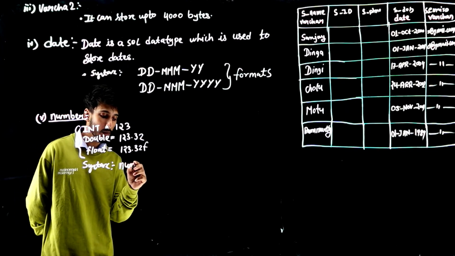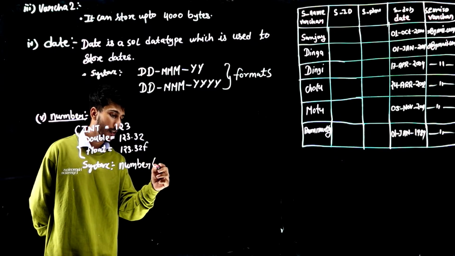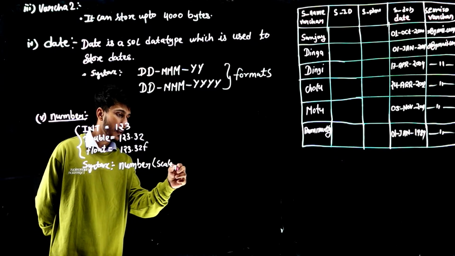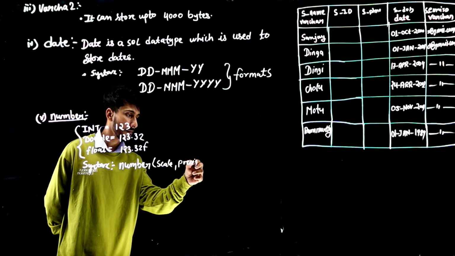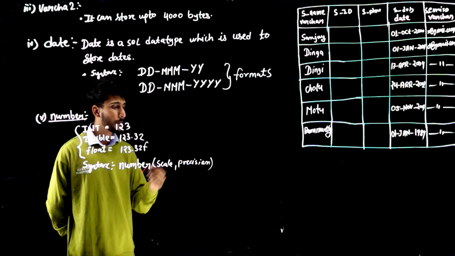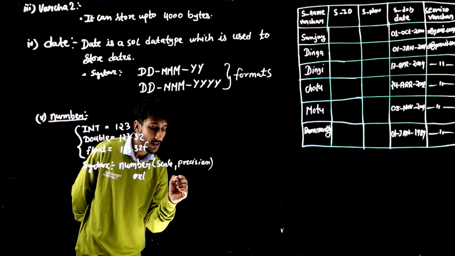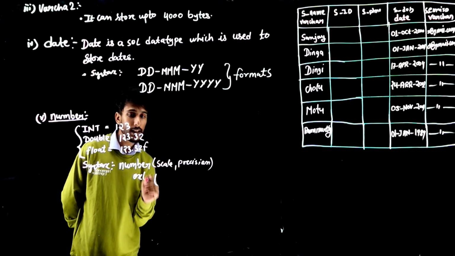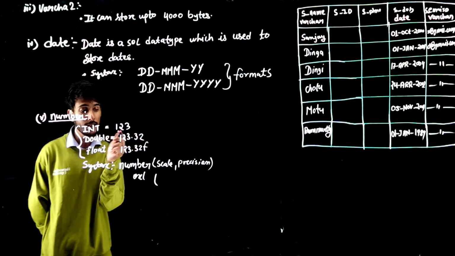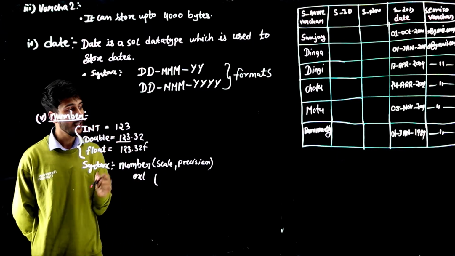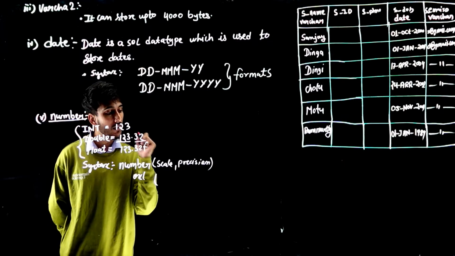You can use number with scale and precision. Yes, sir, what is that precision? Let's take an example. So here, scale is what? Scale is the value before the decimal, and precision is the value after the decimal.